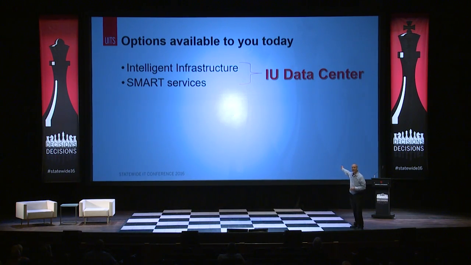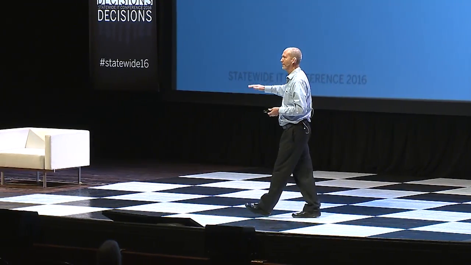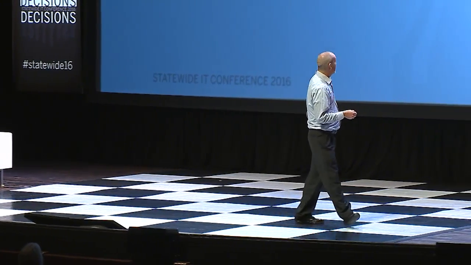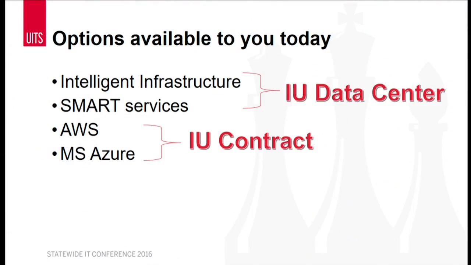We have intelligent infrastructure in the data center and smart services, which are roughly equivalent to platform as a service. Other people take care of your servers, that sort of thing. You can just do the work on top of those. Microsoft Azure and AWS, Amazon Web Services, also available at IU today. We're just putting our toe in that water. We just started provisioning Azure accounts this past week. And as soon as we finish our single sign-on integration, we'll be doing the same with Amazon Web Services.